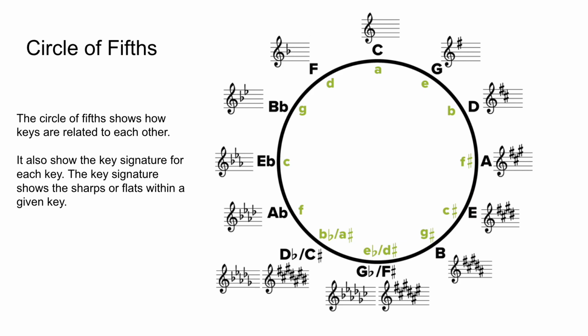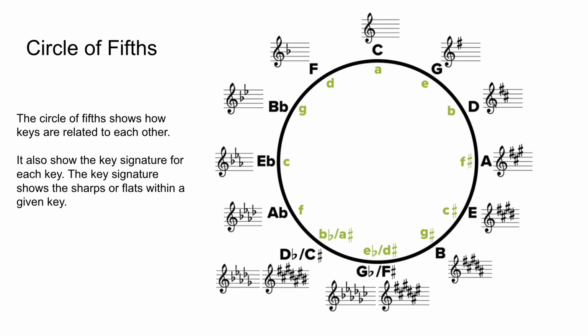And it also shows the key signature for each key. And the key signature are these funny symbols that you've got here, next to each key letter, as it were. And what a key signature shows is the sharps or flats within a given key. So in order to play G major, I'd have to start on G, and if I follow my tone, tone, semitone, tone, tone, tone, semitone pattern, I'm going to need an F sharp to get that final tone, semitone at the end.